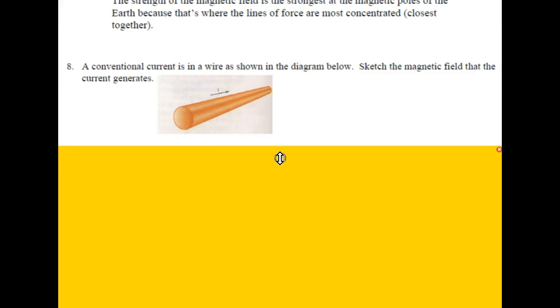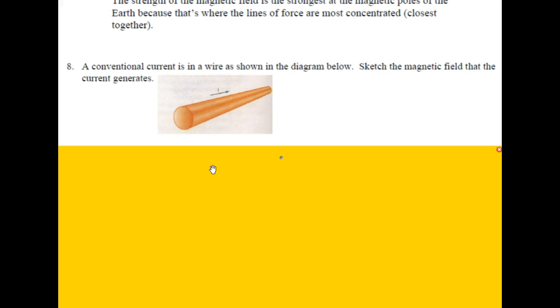Number 8, a conventional current is in a wire as shown in the diagram below. Sketch the magnetic field that the current generates. Well, conventional current flows away from the positive towards the negative, as opposed to electron flow, which goes away from the negative towards the positive.